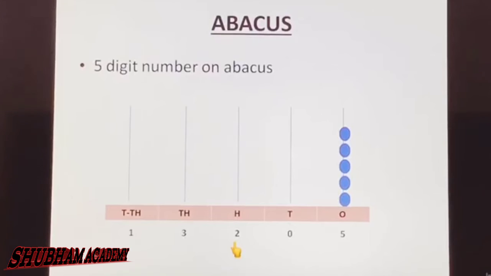Hundreds place we have 2. So 2 beads in the hundreds spike. Thousands place we have 3. So 3 beads here. 10,000 place we have 1. So 1 bead.